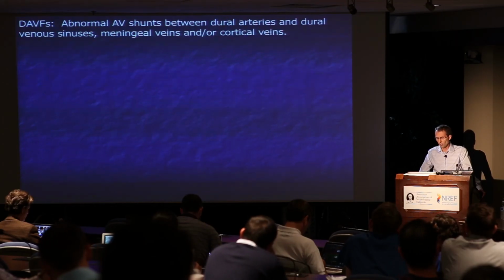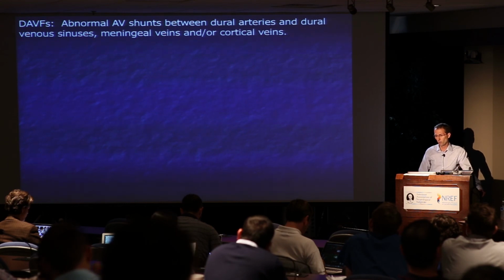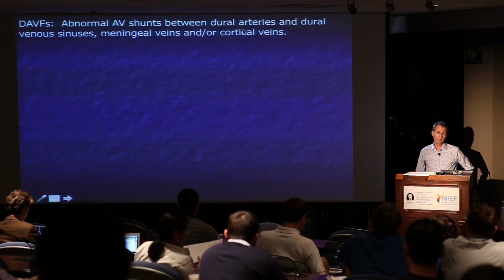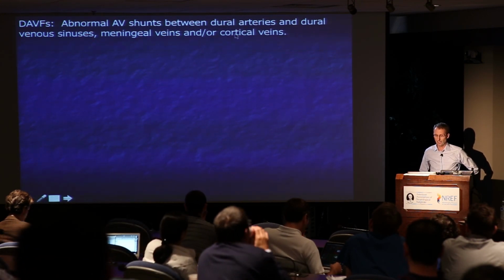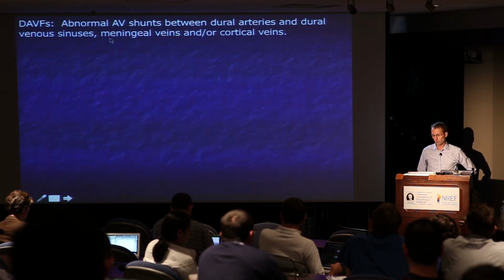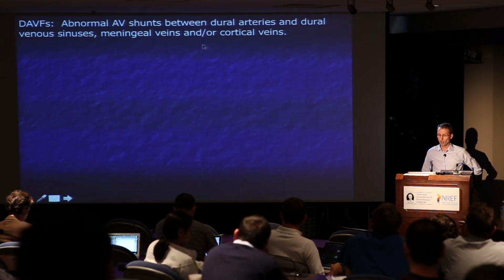So, probably familiar to most everyone in this room, we're of course talking about abnormal arteriovenous shunts that exist between dural arteries, most commonly branches of the external carotid, and the dural venous sinuses, meningeal veins, obviously embedded within the dura, and/or cortical veins. So any of these in combination or isolation.